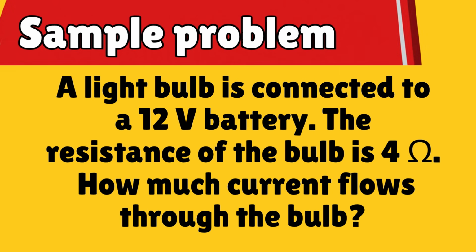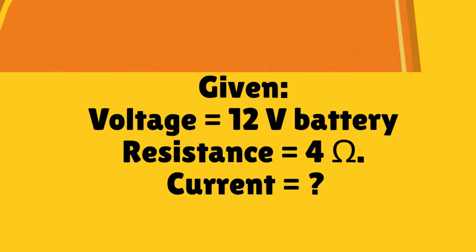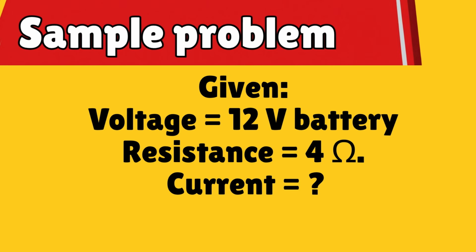Sample problem. A light bulb is connected to a 12 volts battery. The resistance of the bulb is 4 ohms. How much current flows through the bulb? So the symbol for resistance is ohms. This symbol is actually ohms. And the symbol for voltage is capital V.